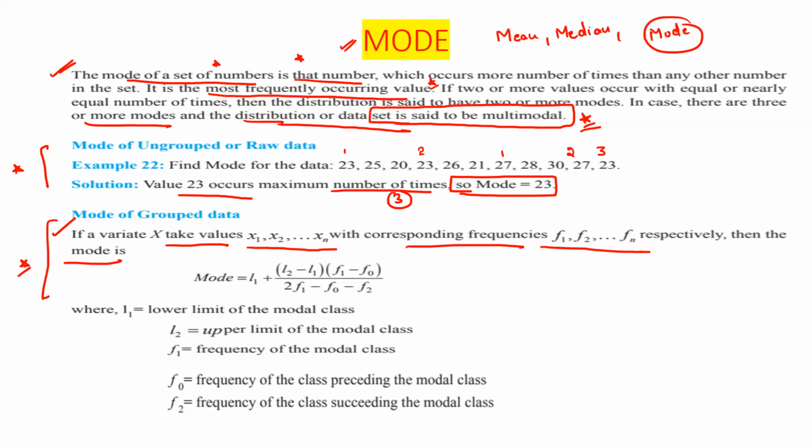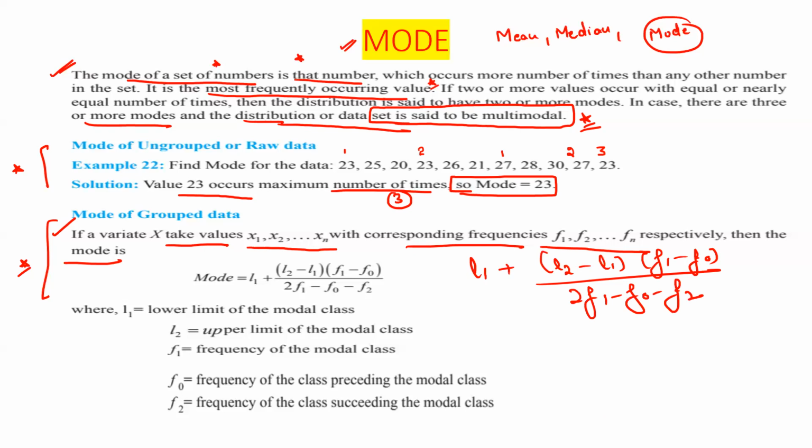The important thing here is that you have to understand or remember the formula. Mode is equal to L1 plus (L2 minus L1) times (F1 minus F0) upon (2F1 minus F0 minus F2). So this is the formula of the mode in this case.